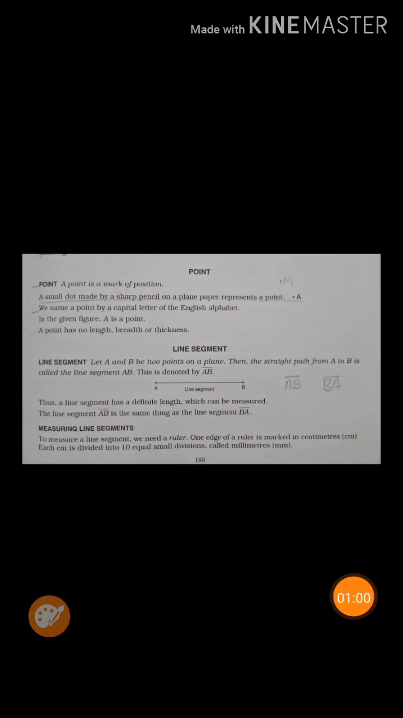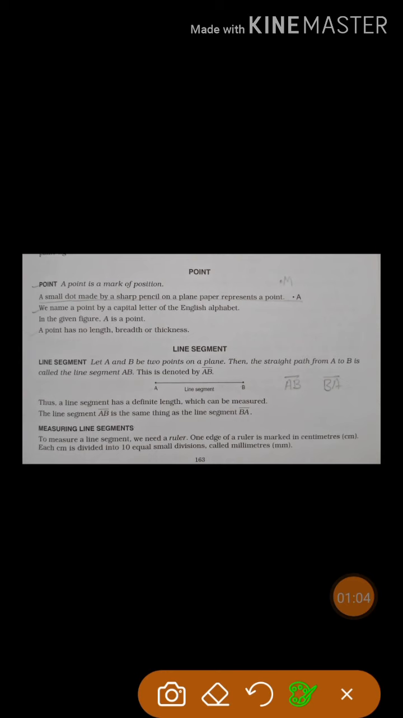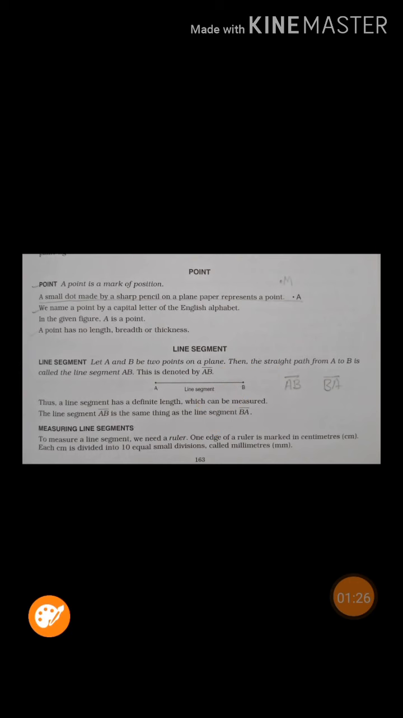Next is point. A point is a mark of position. We can draw a point with a small dot made by a sharp pencil. I am making one here. This is a point. We also give it a name, any capital letter like A. This is point A, this is point B, this is point L, this is point M. These are all points on a plane. A point has no length, no breadth and no thickness.